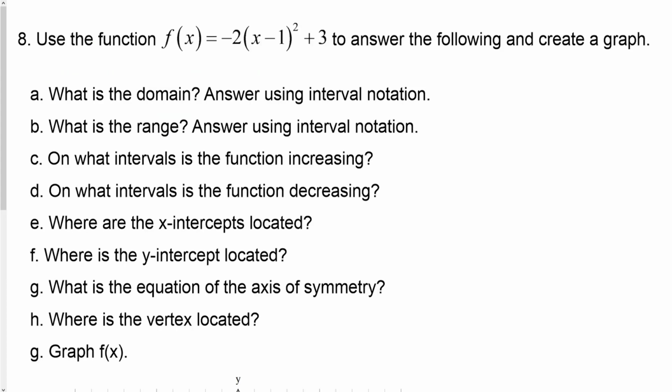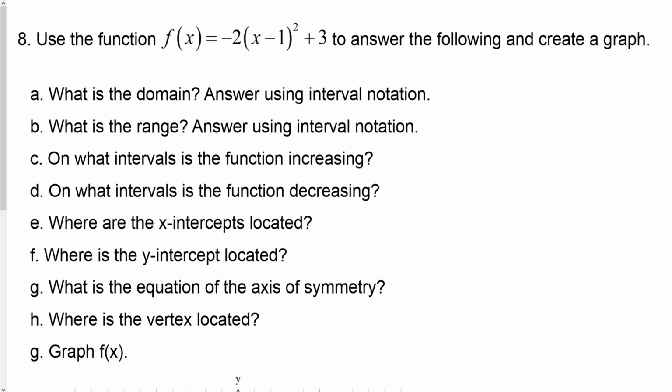Number 8. Use the function f of x equals negative 2 times the quantity x minus 1 squared plus 3 to answer the following and create a graph. So part A is what is the domain, B is the range, C is the intervals of increasing, D is the intervals of decreasing, E is the x-intercepts, F is the y-intercept, G, equation of axis of symmetry, and then H is the vertex. So everything involved with quadratic graphs, the graph of a parabola, that is.